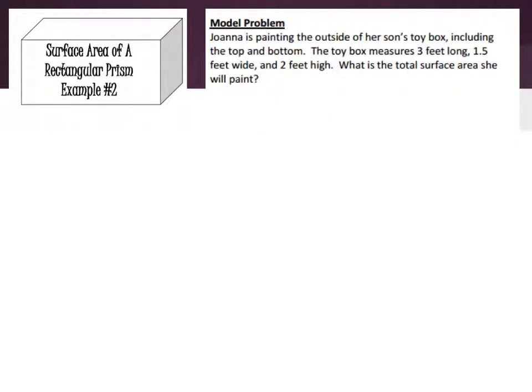Alright, for our next one, Joanna is painting the outside of her son's toy box, including the top and bottom. The toy box measures 3 feet long, 1.5 feet wide, and 2 feet high. What is the total surface area she will paint? I'm going to sketch an example of this prism. So I have my length, my width, and my height, and we can use either method to solve this.